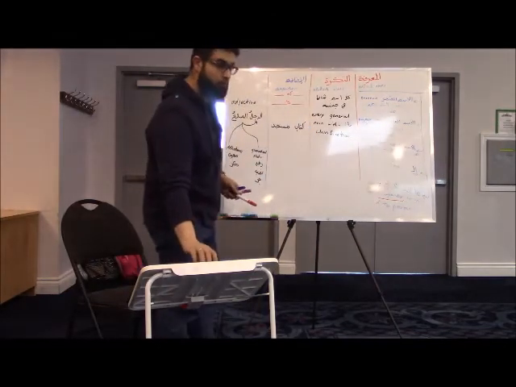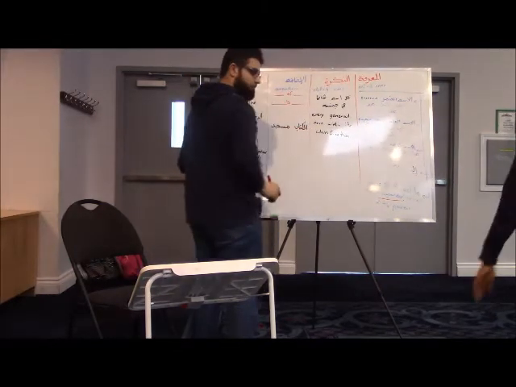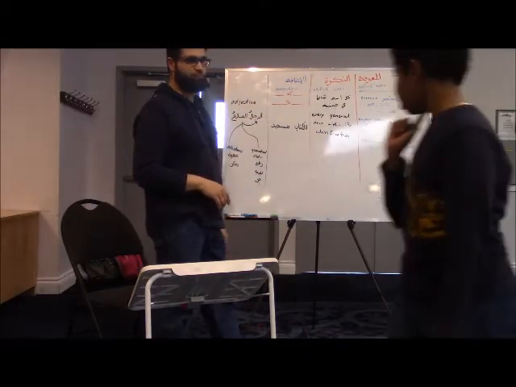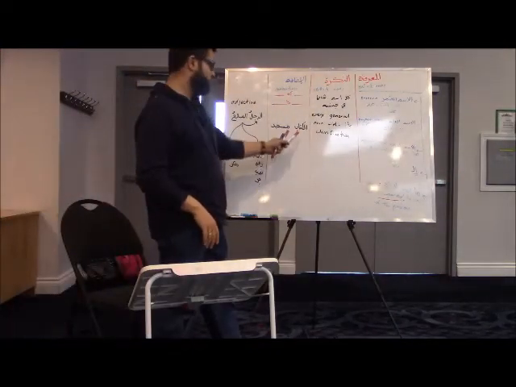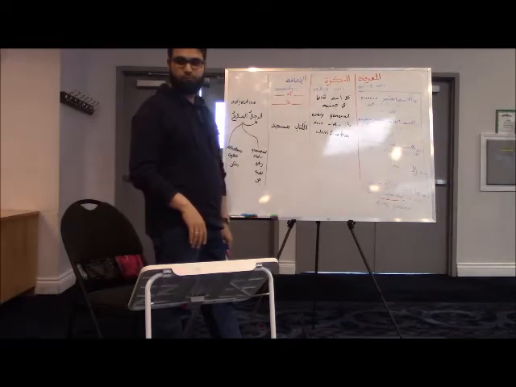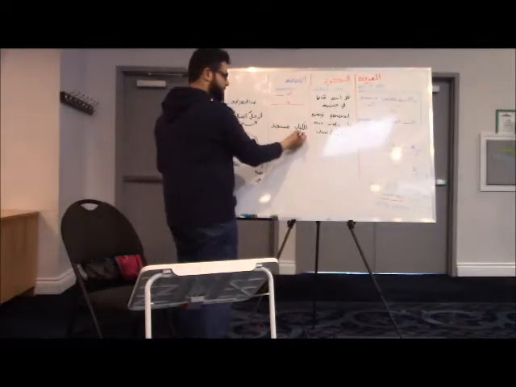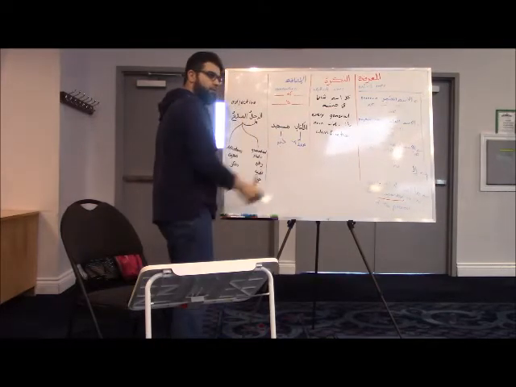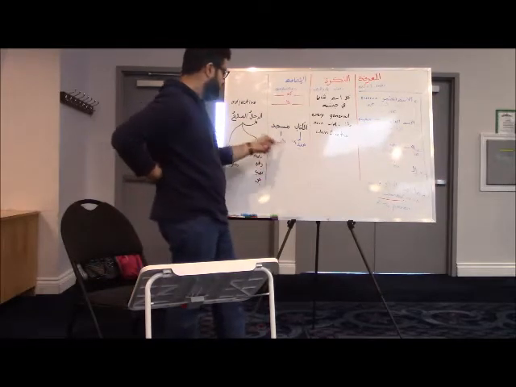Final example. What happens if the first is definite and the second is not definite? When the first is definite and the second is not, what does this turn into? So this becomes mubtada and khabar. This becomes the subject of a noun-based sentence, and this becomes the information. Mubtada and khabar at this point.